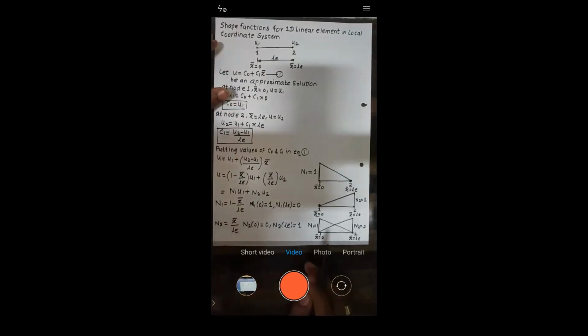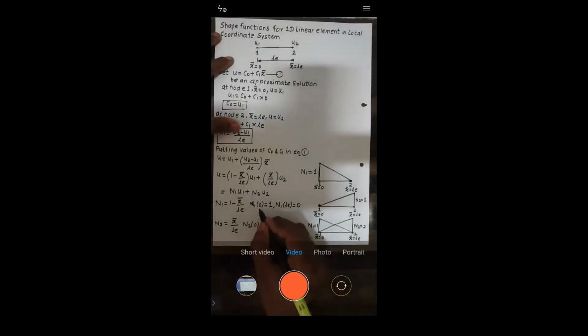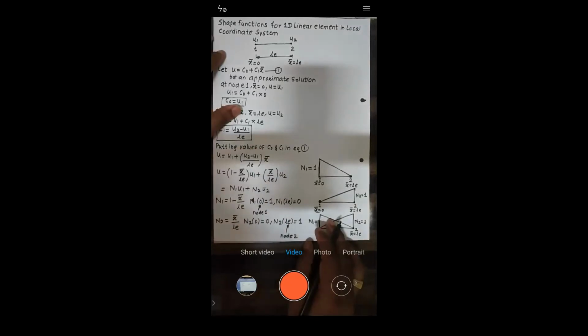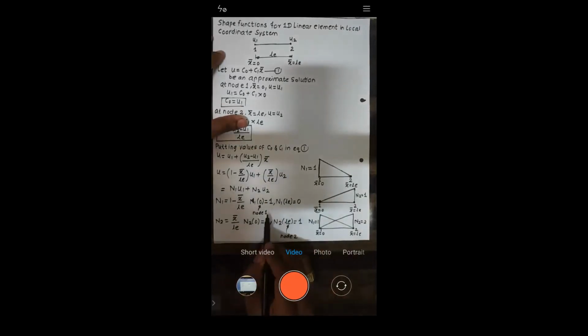A similar thing is going to happen with N2, that is shape function number 2. Shape function number 2 is defined for node 2. So the value of shape function N2 will be equal to 1 at node number 2. See here, if you want, I will write it down: this is node 1, and this is node 2. So N1 is equal to 1 at node 1. Similarly, N2 is equal to 1 at node 2. And at all other nodes, it is 0. Is it okay?